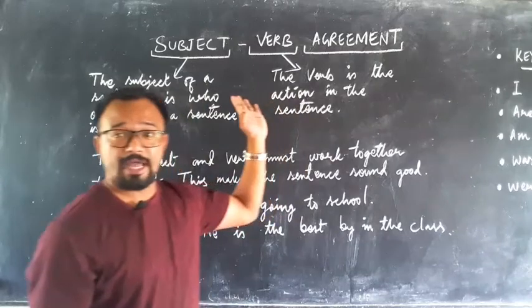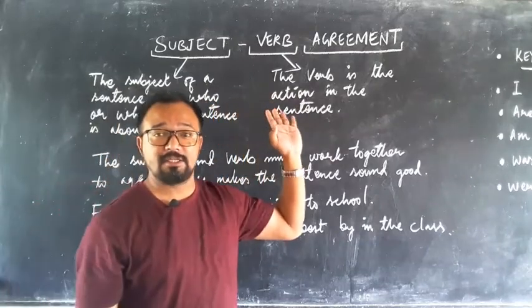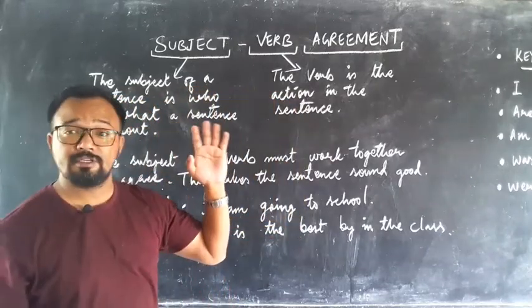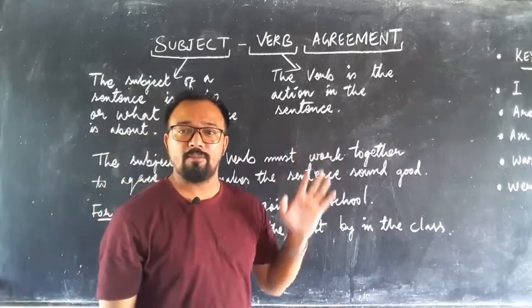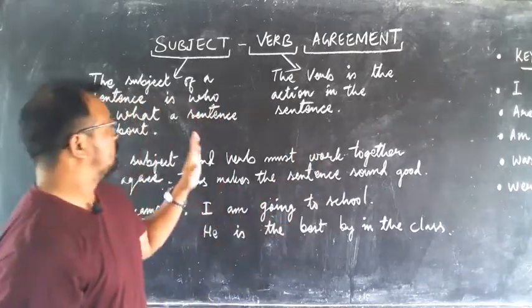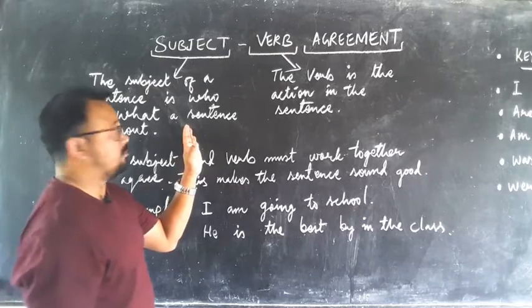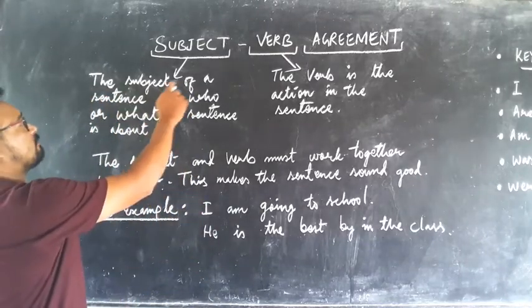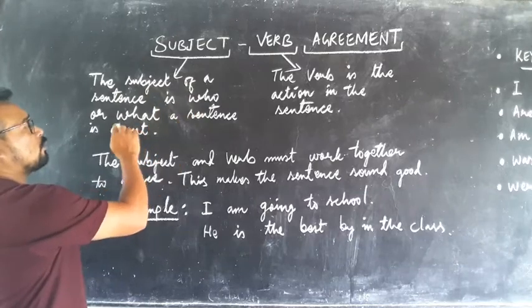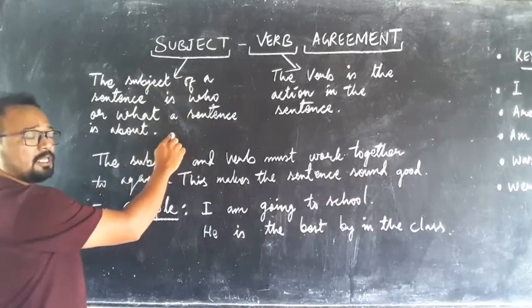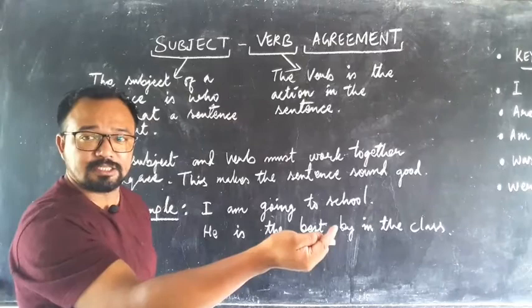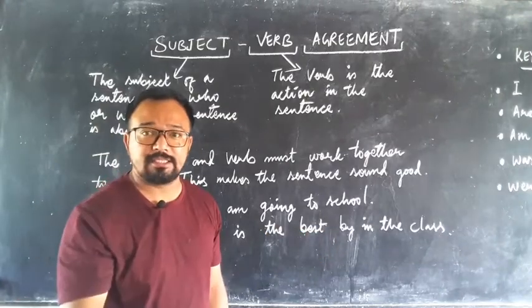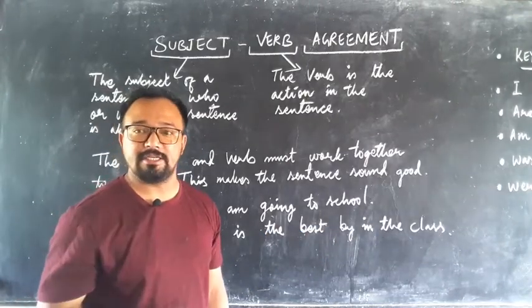Okay, this I have already explained in my previous classes, like subject and verb, subject, predicate, all this you have already done. So today the agreement with the subject and verb. What the subject says here, you need to understand first. The subject of a sentence is who or what a sentence is about. That means who is performing the actions. Alright, who is doing the actions is the subject in a sentence.